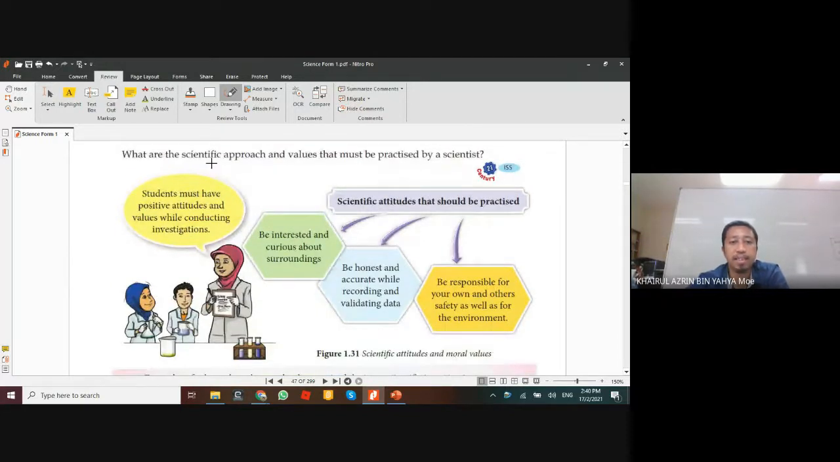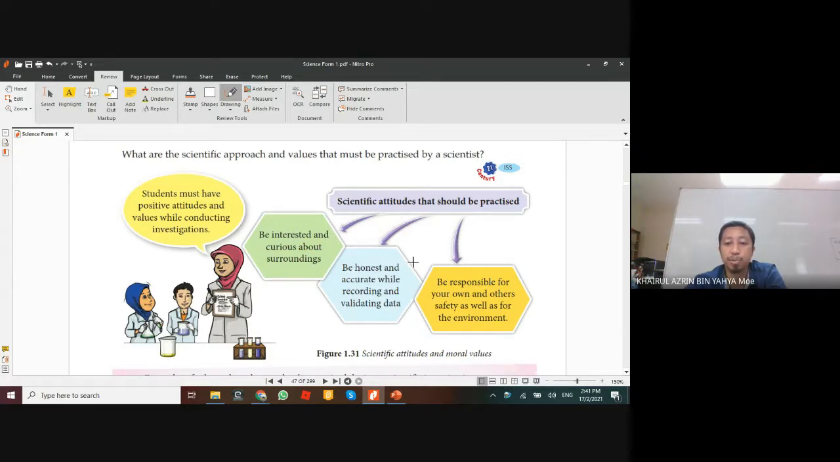What are the scientific approach and values that must be practiced by a scientist? Students must have positive attitudes and values while conducting investigation. So we have 3 here stated scientific attitudes that should be practiced. First, be interested, berminat, and curious, mengambil tahu, ataupun sering bertanya lah, about surroundings, selalu tertanya. About surroundings adalah sekeliling. So be interested and curious about surroundings.